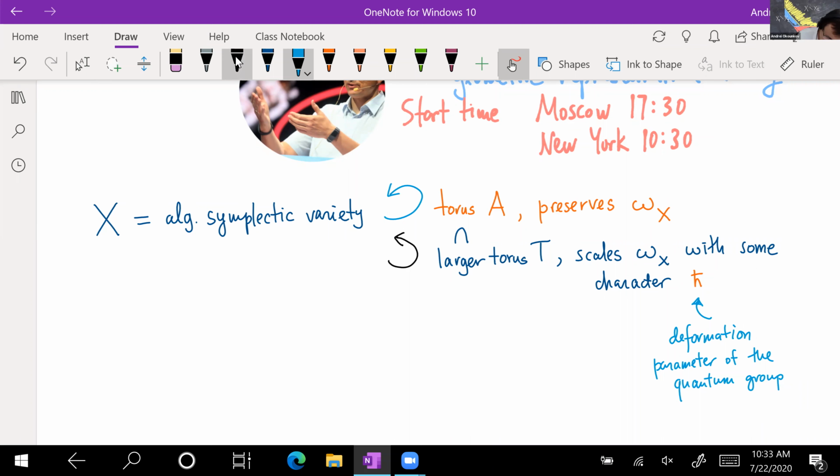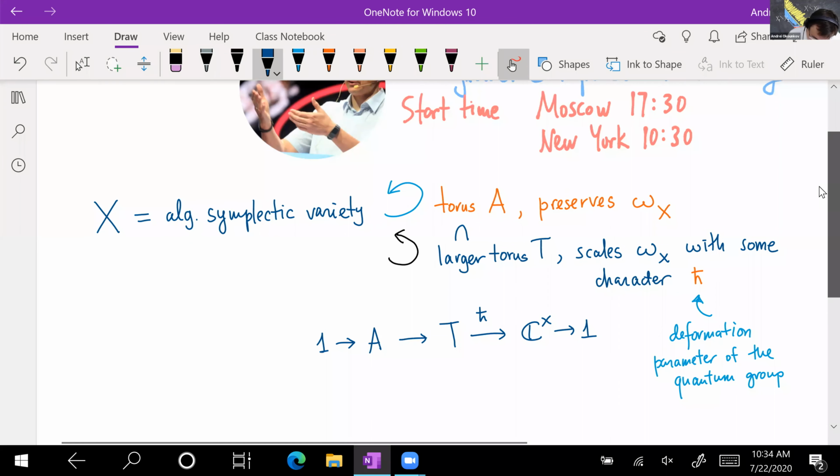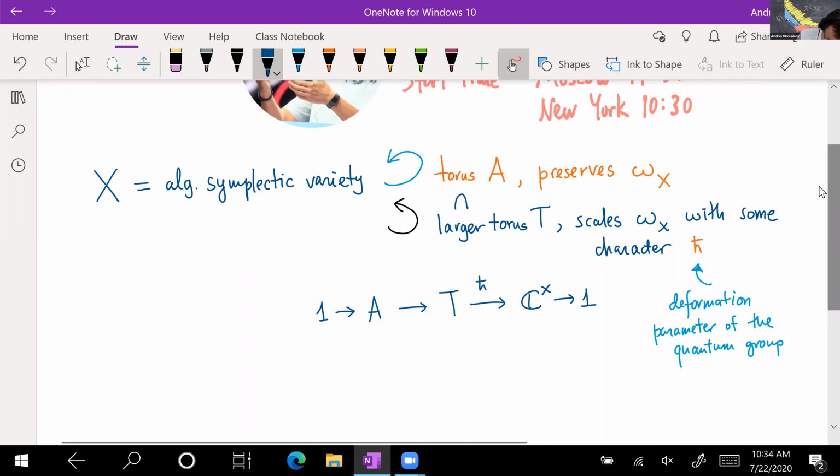So in other words, there's an exact sequence, if you want. There's a torus T, and then there's a subtorus A, and then there's this character h bar, which goes to C star. In general, this could be a non-abelian group, but let's not worry about that. Another simplifying assumption: again, if you understand the construction in this case, you understand the general one.